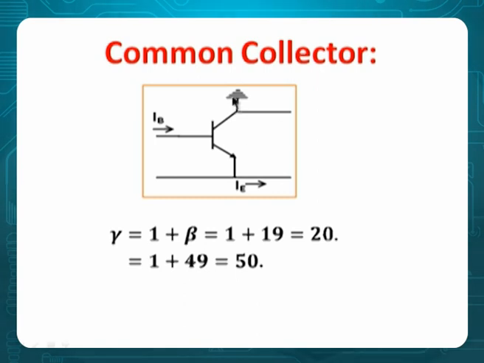Common collector. So look at here, common collector. This is IB, IE. So IE by IB is the definition. That's 1 plus beta. It's around 1 plus 19 is 20, 1 plus 49 is 50. So it varies from 20 to 50.